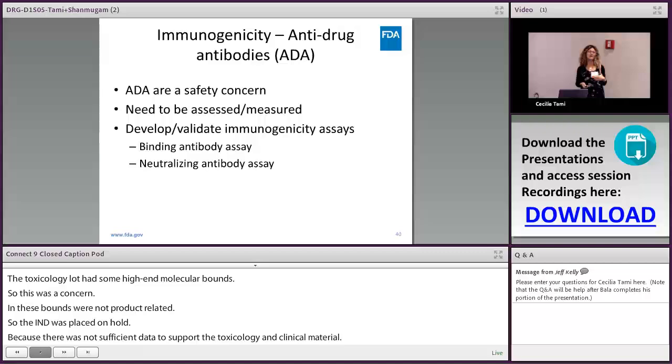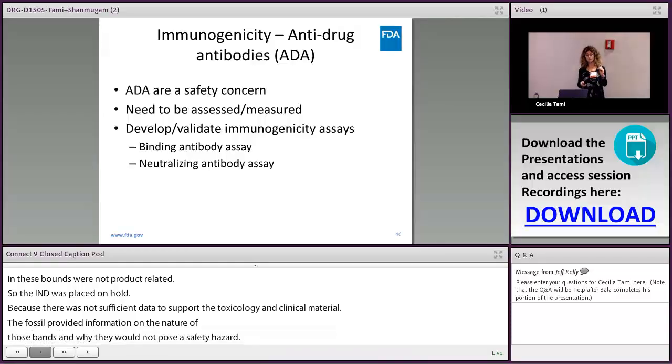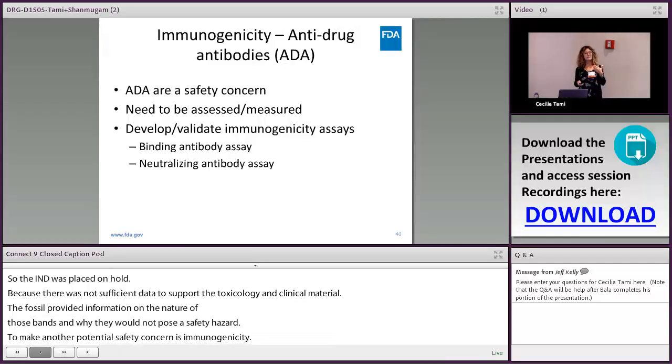Another potential safety concern is immunogenicity. For a phase 1 IND, unless the product is high risk, we don't expect that you have assays developed or validated. But the expectation is that you collect samples at appropriate time points in your clinical study and freeze them under conditions that are appropriate for them to be tested once you develop your assays.